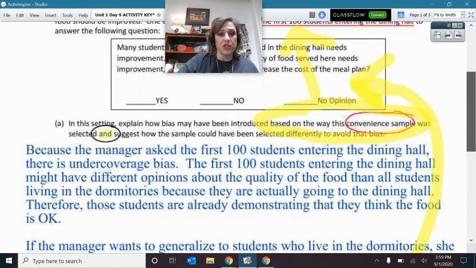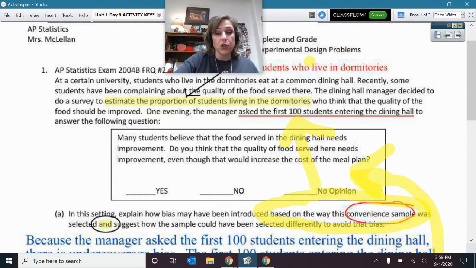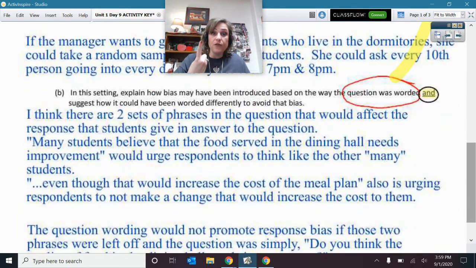One of the wording problems was the first part of the first sentence: many students believe that the food served in the dining hall needs improvement. Okay, that's join the bandwagon. Everybody else thinks it's bad, so you should think it's bad also. Okay. All right. So you could say either that one, or you could say the one at the end that says, do you want to improve the food, even though that would increase the cost of the meal plan? Okay. So either one of those two things had to be stated for a point, that those were influencing the response. So now you have to fix it.